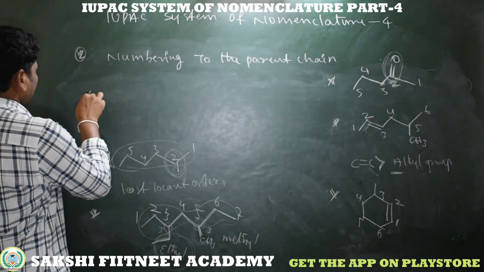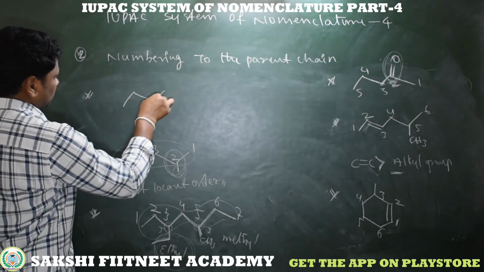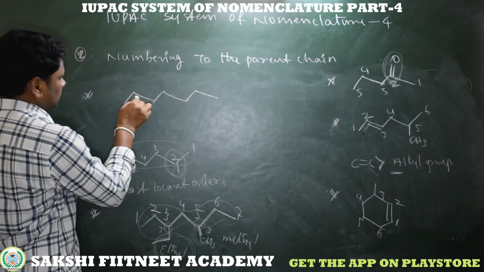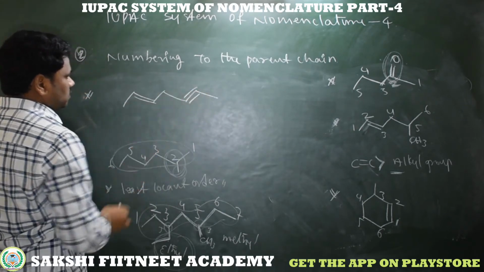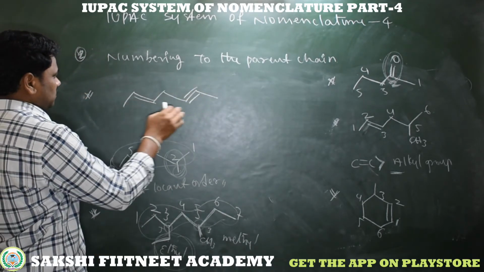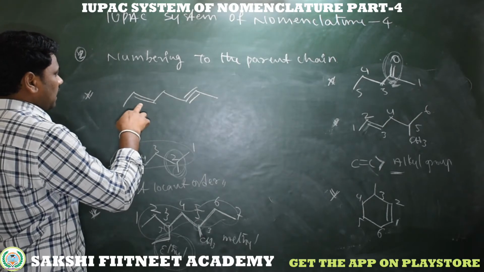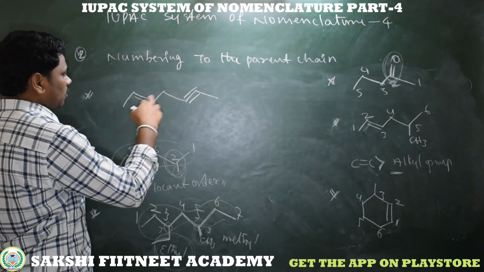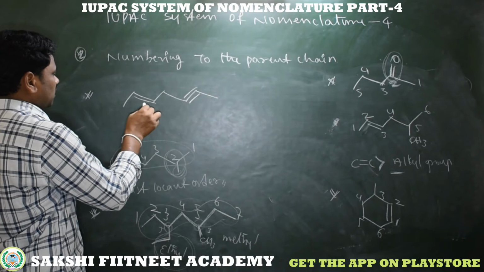Next, here I am taking a simple example. Here see, this is a molecule having an alkene and an alkyne, a double bond and a triple bond. So what about the double bond?